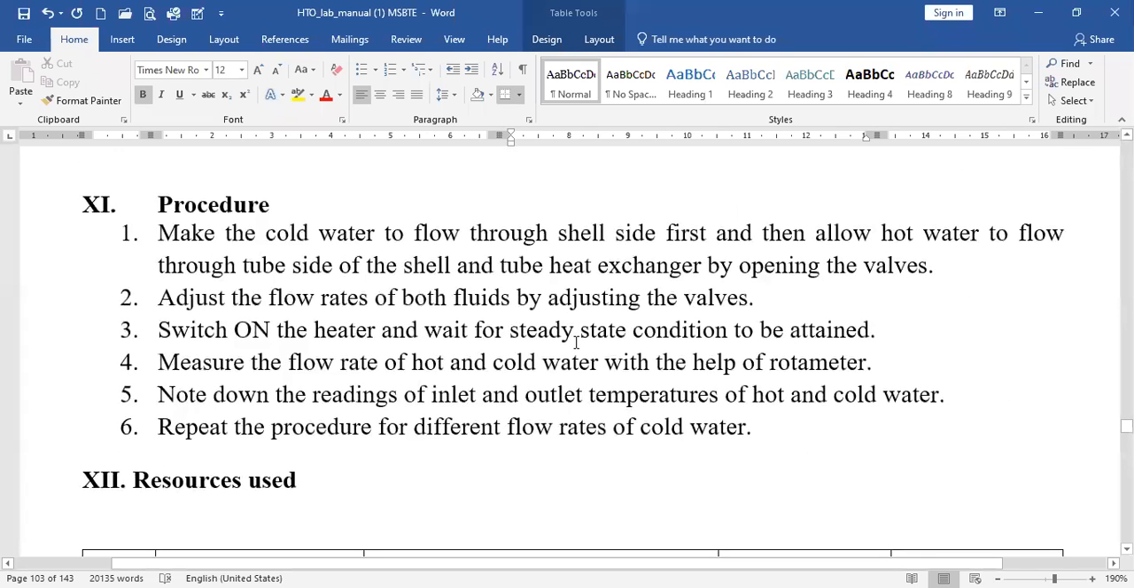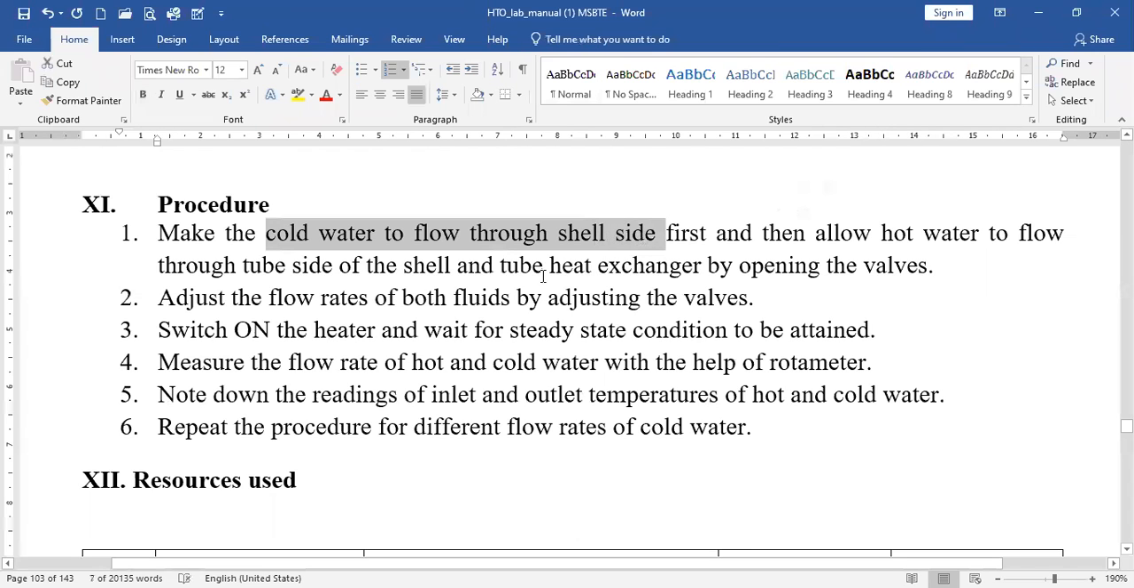Then what is the procedure to conduct this experiment? Make the cold water flow through the shell side. So the shell side fluid is nothing but the cold water, right? Then allow hot water to flow through the tube side. So the tube side fluid is nothing but the hot water. By opening the valves, adjust the flow rates of both fluids. Then switch on the heater and wait for steady state condition to be attained.